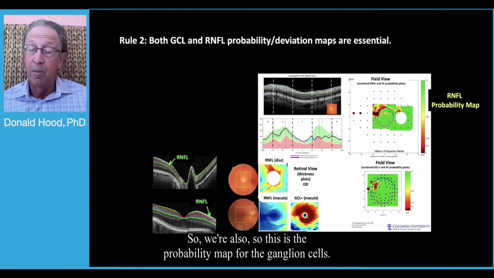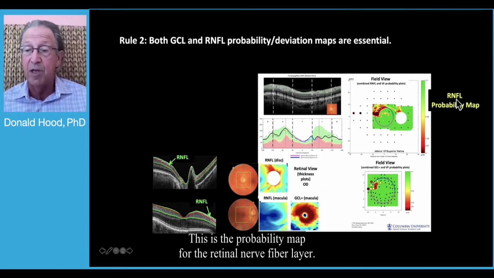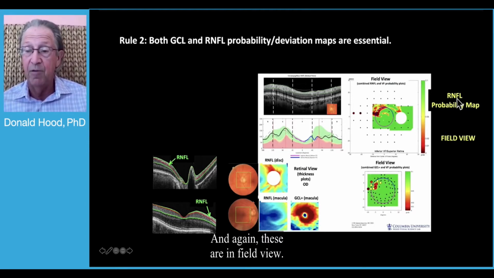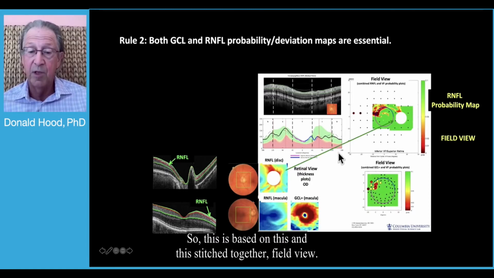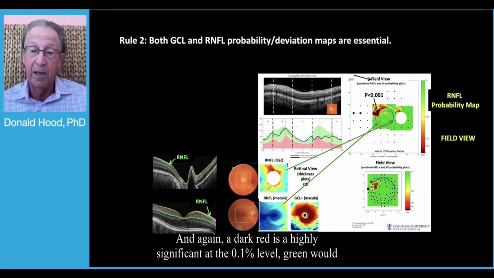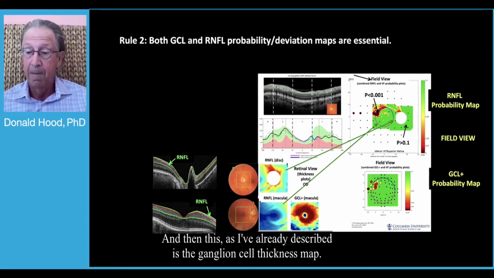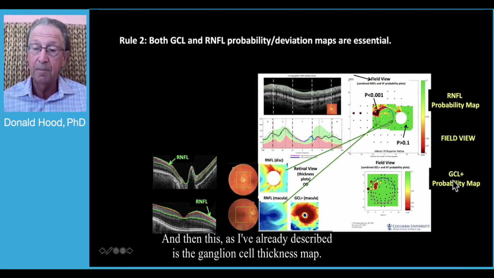Okay, so this is the probability map for the ganglion cells. This is the probability map for the retinal nerve fiber layer. And again, these are in field view. So this is based on this and this stitched together, field view. And again, dark red is highly significant at the 0.1% level. Green would be within normal limits. And then this, as I've already described, is the ganglion cell thickness map.